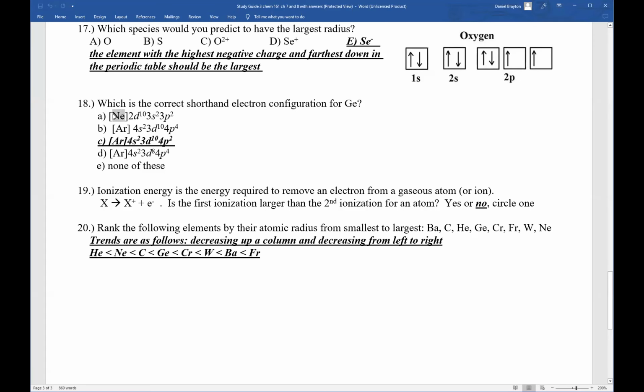So A has the wrong noble gas. B has the right noble gas. It's got the 4s, the 3d10, but it's got too many electrons, too many p electrons. D looks like the right noble gas, right number of electrons, but for some reason there's 2 electrons missing in the d and there's 2 extra. So it's the same correct total number of electrons, but 2 are in the wrong spot. So C is the right one.